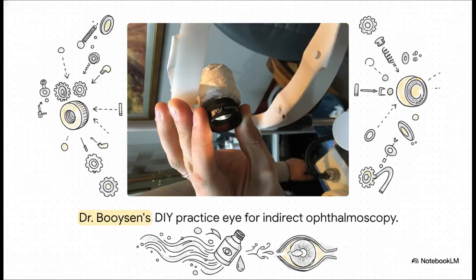To set our clinical ethos right from the start, we're taking some major inspiration from Dr. Dirk J. Buijsen. He literally built a DIY practice eye out of cardboard and tape just to practice indirect ophthalmoscopy. Why? Because to truly treat an eye, you have to understand it as a dynamic mechanical system, right? You can't just treat a random list of symptoms. And that is exactly the hands-on philosophy we're bringing to the pharmacology today.